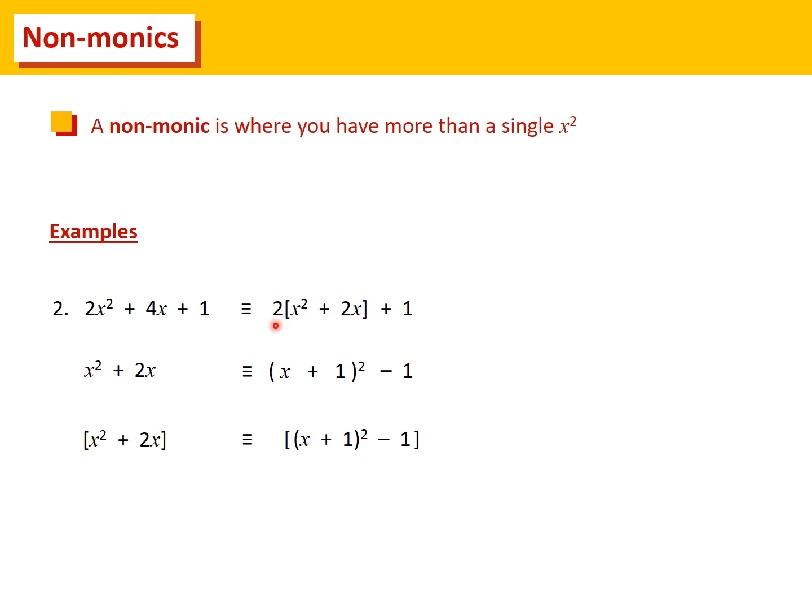But if we look up here, we've got 2 lots of x squared plus 2x. So we need 2 lots here and 2 lots here. So we put the 2's in. And then if we look back up here, we've got a plus 1. So we need a plus 1 here and a plus 1 on the right-hand side. Now we multiply out the square brackets. So that's 2 lots of x plus 1 all squared, subtract 2 lots of 1, which is 2. And then the plus 1 is waiting patiently to be included on the very last step.